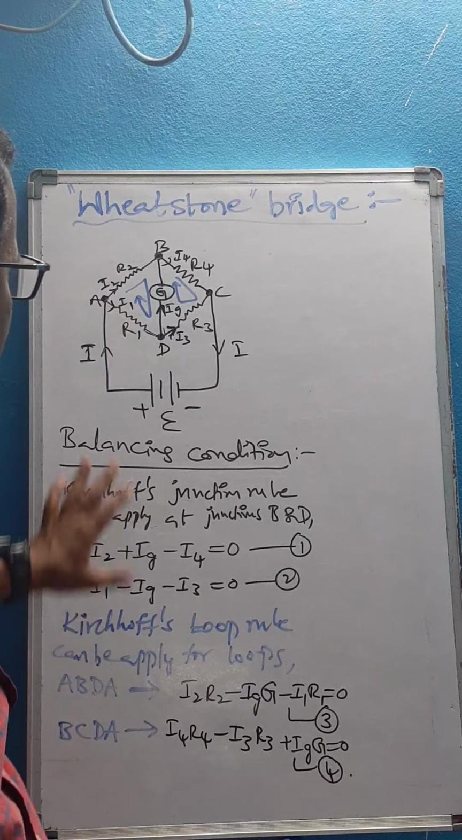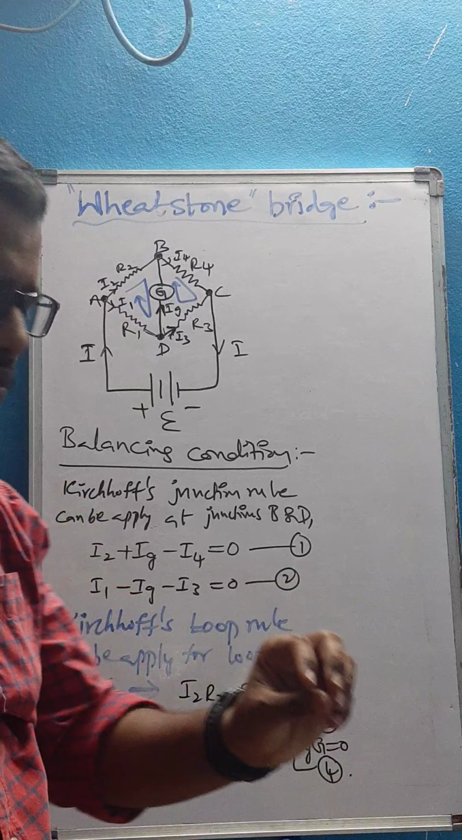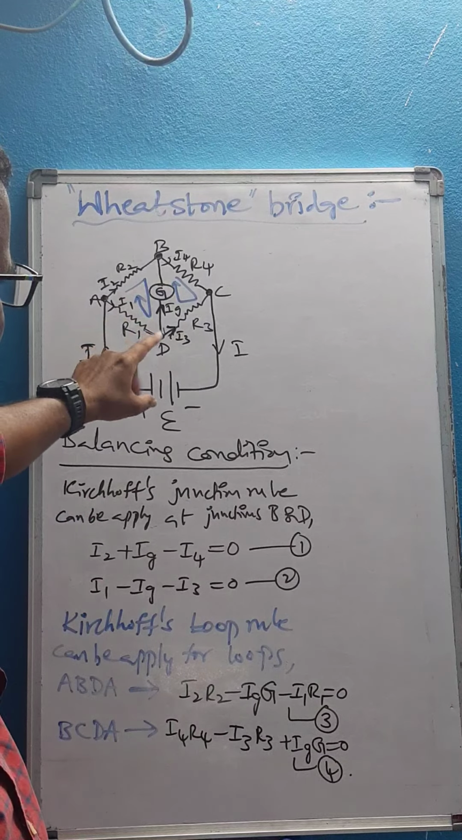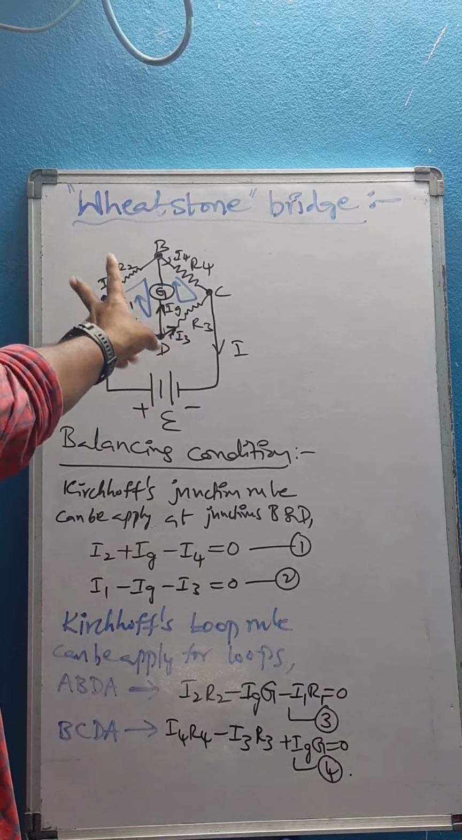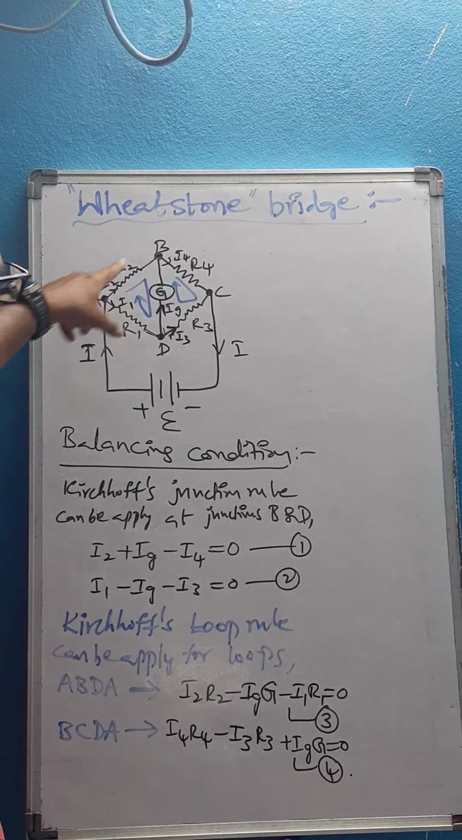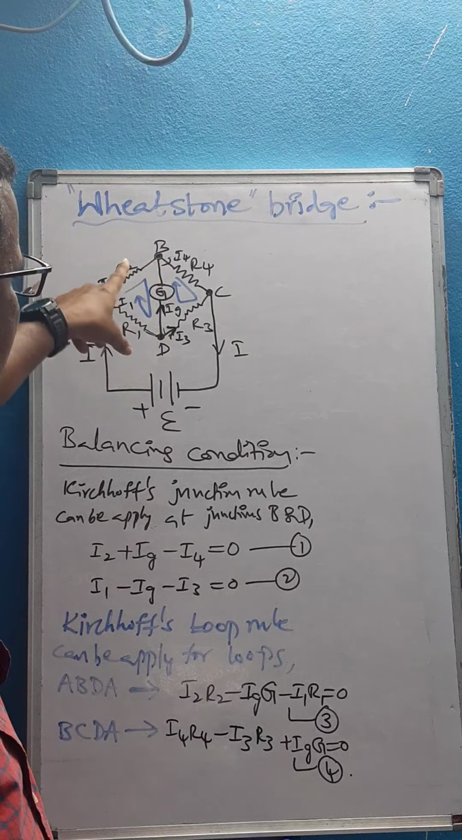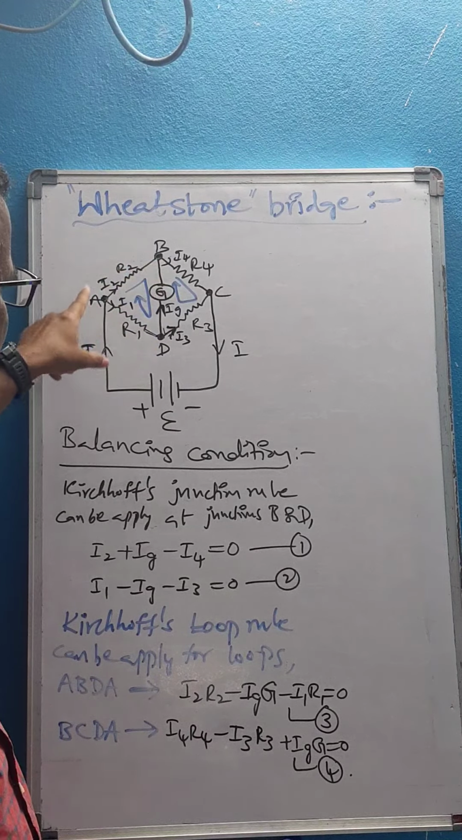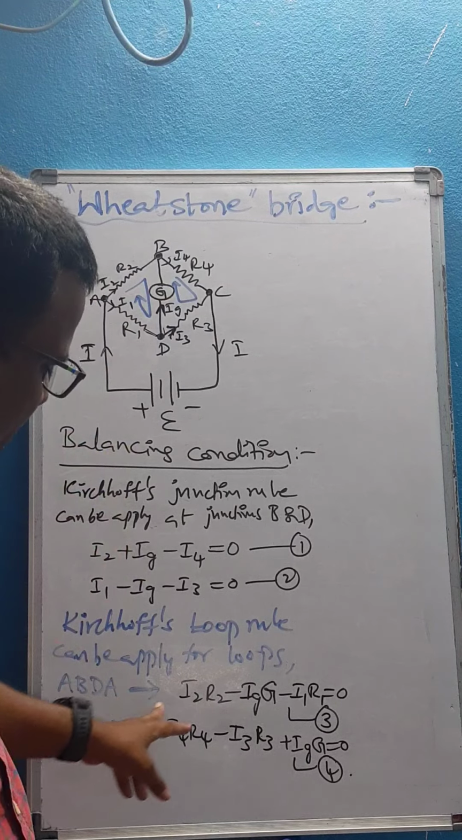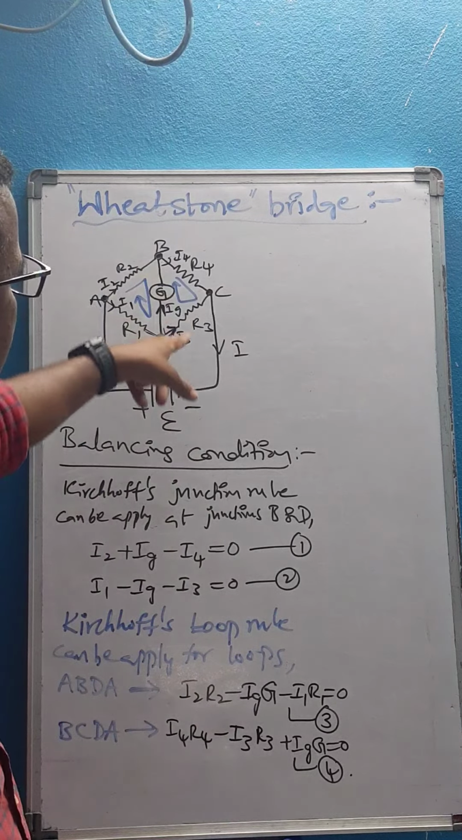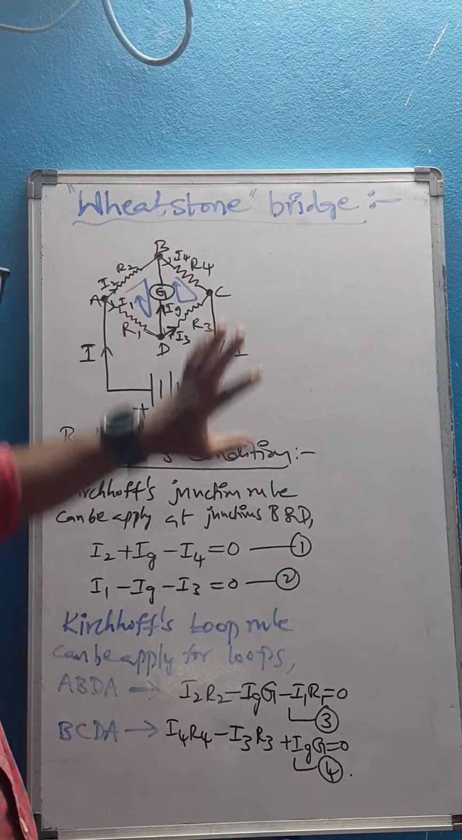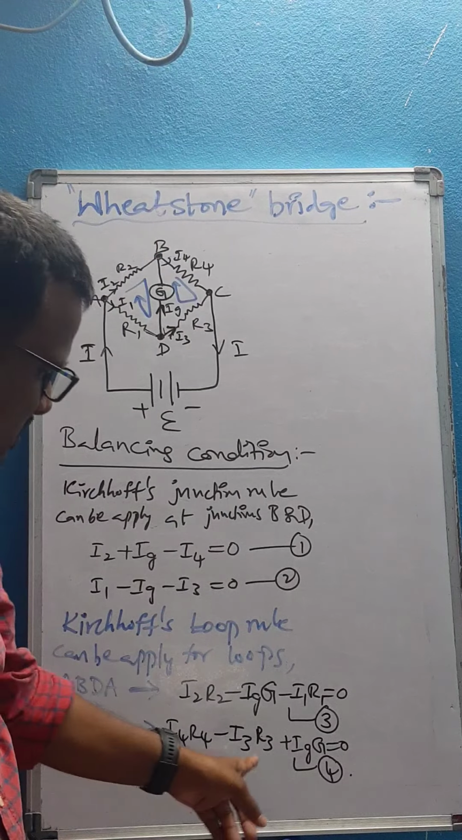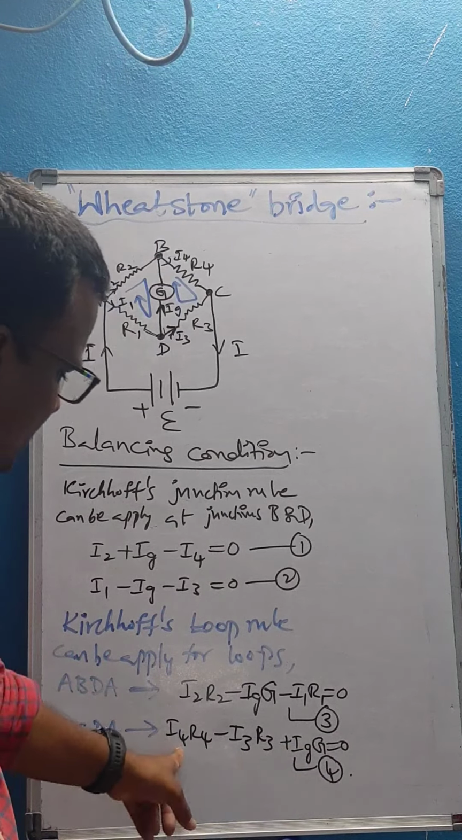So we have to apply Kirchhoff's loop rule for two loops. One is ABDA, another is BCDB. For ABDA, applying the loop rule gives the third equation. For the BCDB loop, applying the loop rule finally gives equation 4.